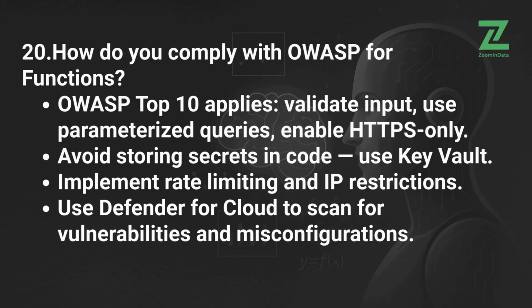How do you comply with OWASP for functions? OWASP Top 10 applies. Validate input. Use parameterized queries. Enable HTTPS only. Avoid storing secrets in code. Use Key Vault. Implement rate limiting and IP restrictions. Use Defender for Cloud to scan for vulnerabilities and misconfigurations.